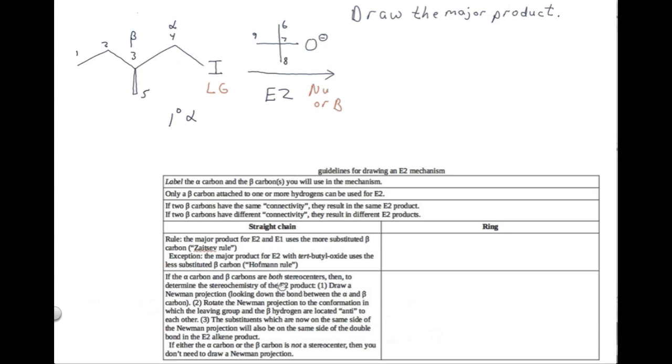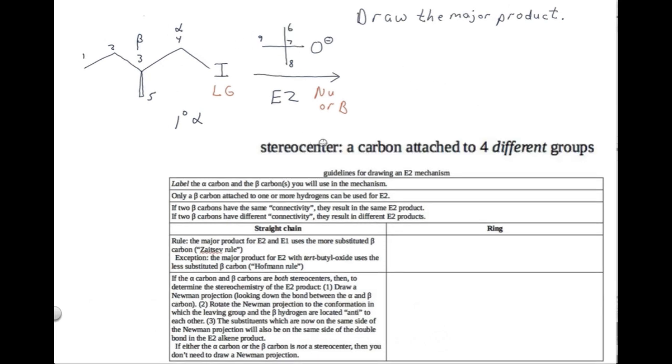Well, we need to draw a Newman projection when both the alpha carbon and the beta carbon are stereocenters. Now notice that this beta carbon is a stereocenter. It is attached to 4 different things, but the alpha carbon is not a stereocenter. A stereocenter should be attached to 4 different groups, but 2 of the groups on carbon 4 are identical. Carbon 4 is attached to 2 identical hidden hydrogens. So carbon 4 is not a stereocenter, and therefore we do not need a Newman projection.